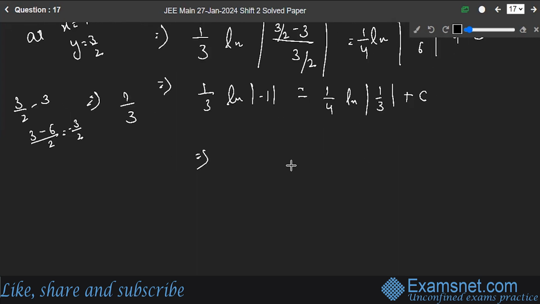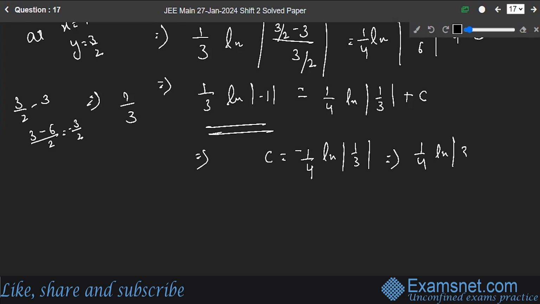That's equal to 0. So that makes c equal to 1/3 times 0 minus this, that is equal to 1/4 log of 3 raised to power minus 1, right? And I'm taking this minus 1 also over here, that is equal to 3. Okay, there's no need of mod actually. So you got the value of c.